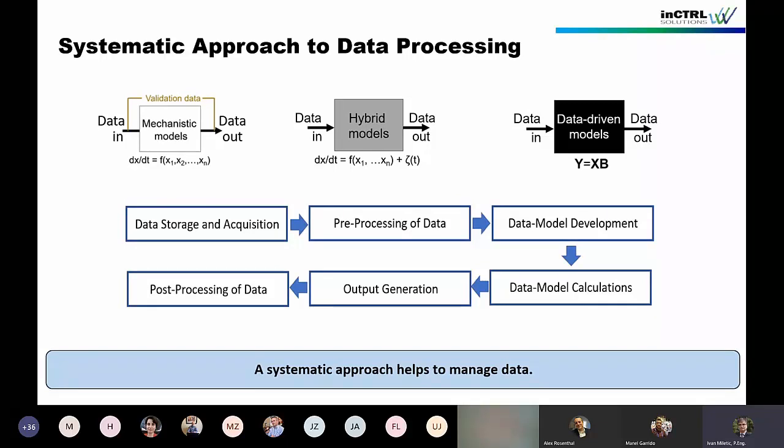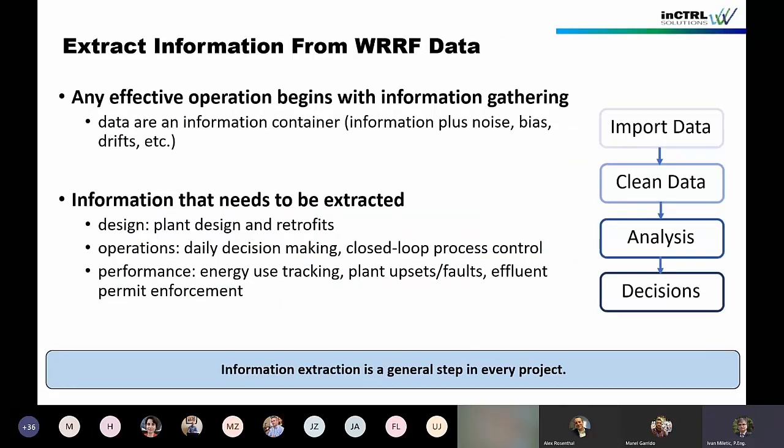Okay, and what we're focusing on here is that data pre-processing step, and then the data model development. Basically, how do you create a useful model for a data-driven model? Then how do you run that model? How do you execute it? And then what do you do with the outputs? That's kind of the focus of this talk. Okay, but just keep this mental map in mind, and you may find it useful. All right.